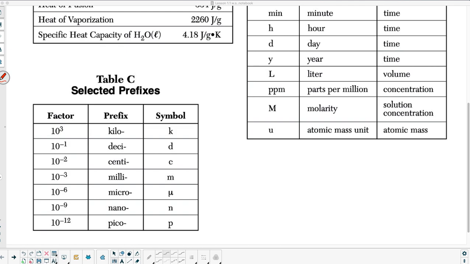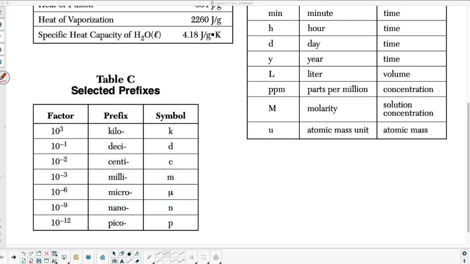I'd like to just go quickly over how to use the reference pages that I gave you in class, and also have linked on the assignment so that you can have access to them at all times. You're looking right now at the beginning part, the first page of the reference pages. So take a look at table C where it says selected prefixes.